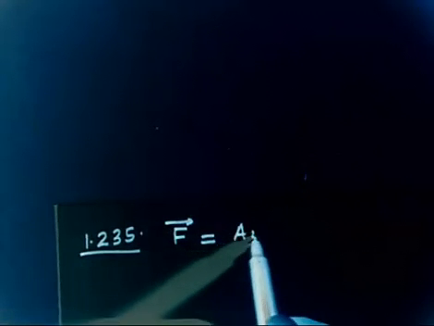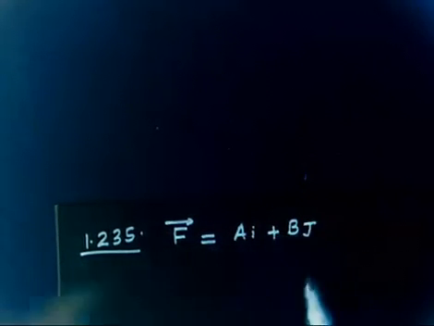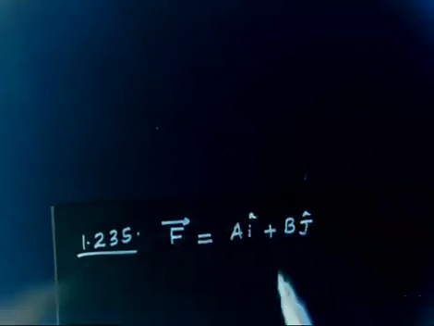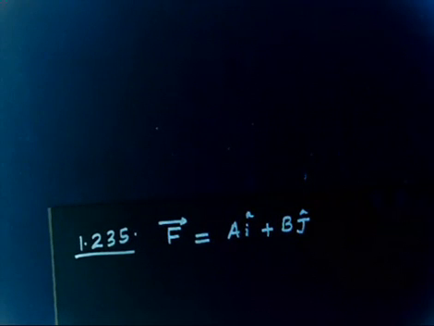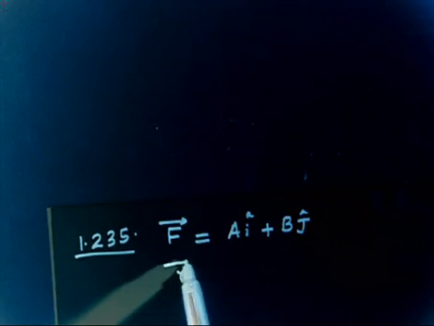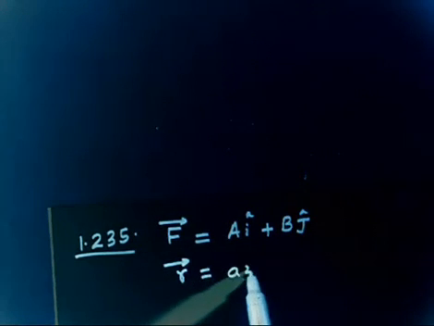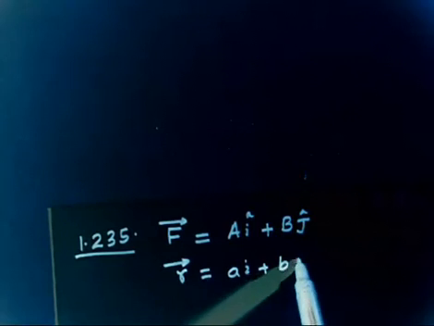Okay, let us discuss the next problem. So this is problem number 1.235. What this problem says: a force F, given as AI plus BJ, is applied to a point whose radius vector to the origin of coordinates is given as ai plus bj.